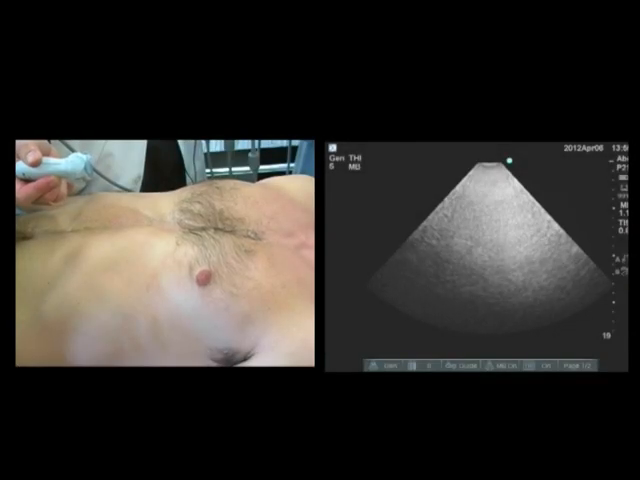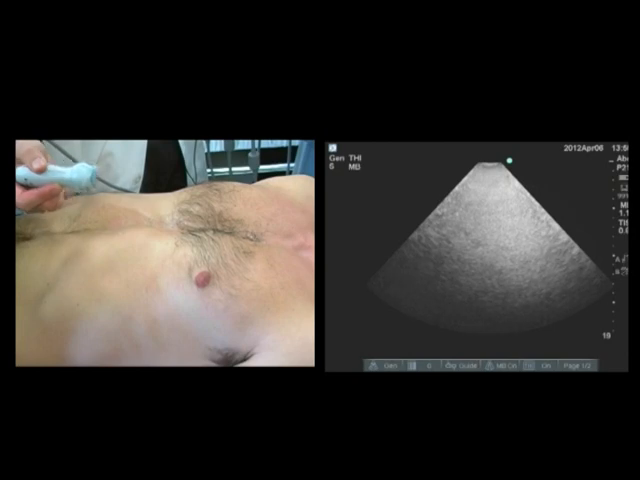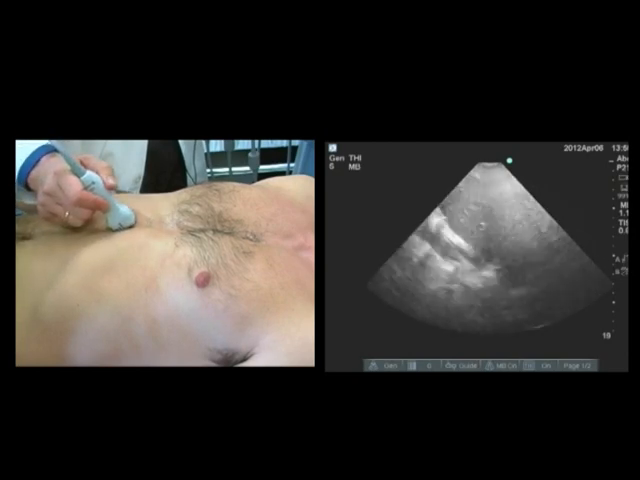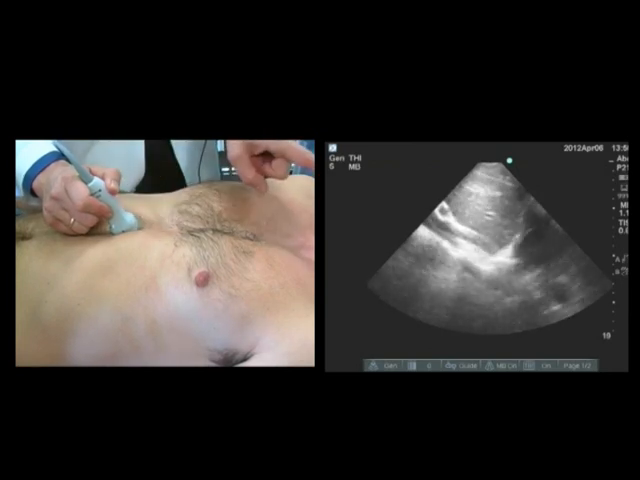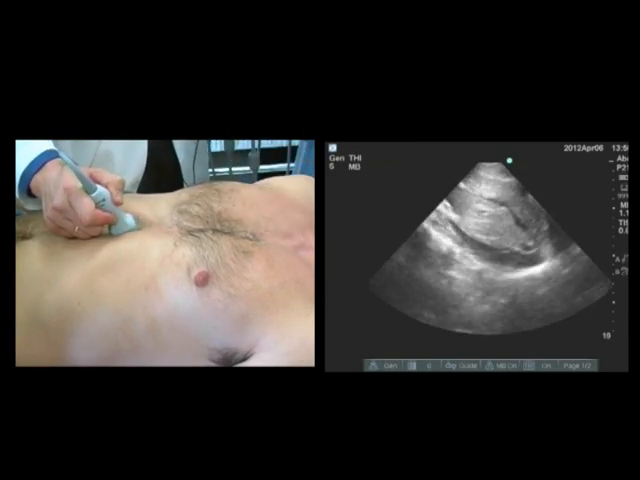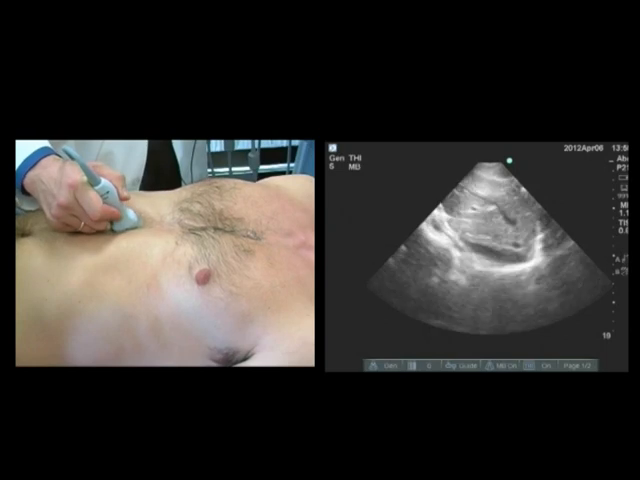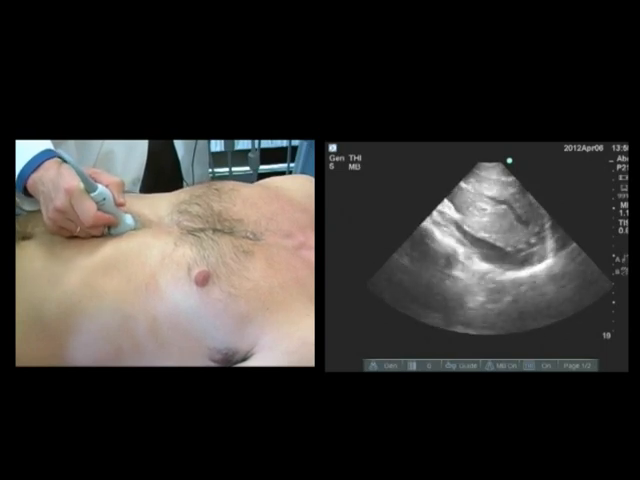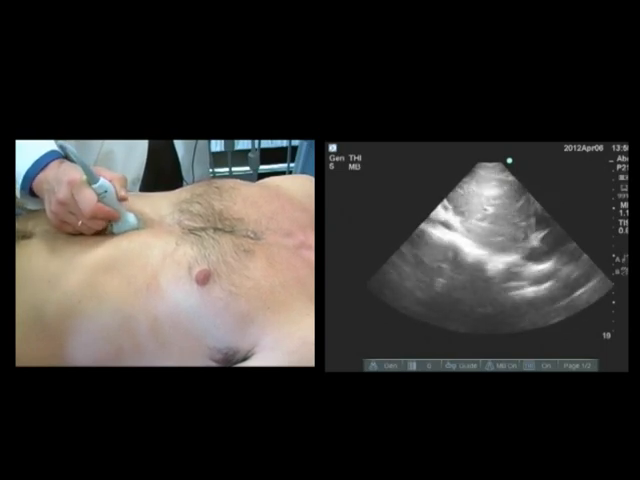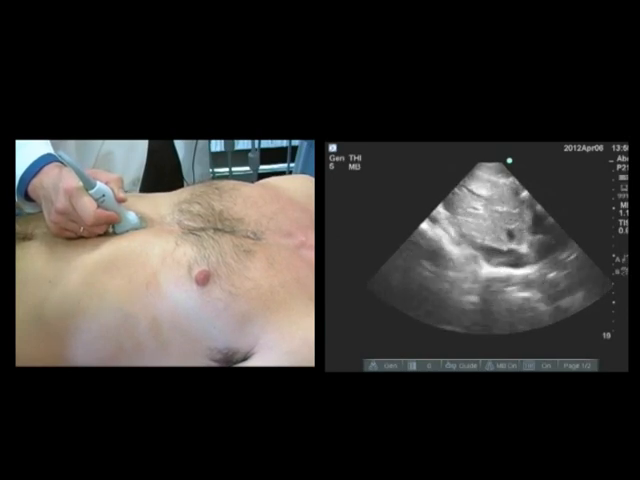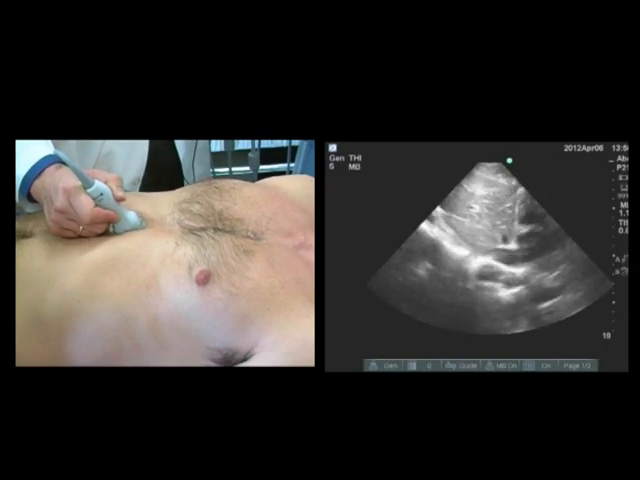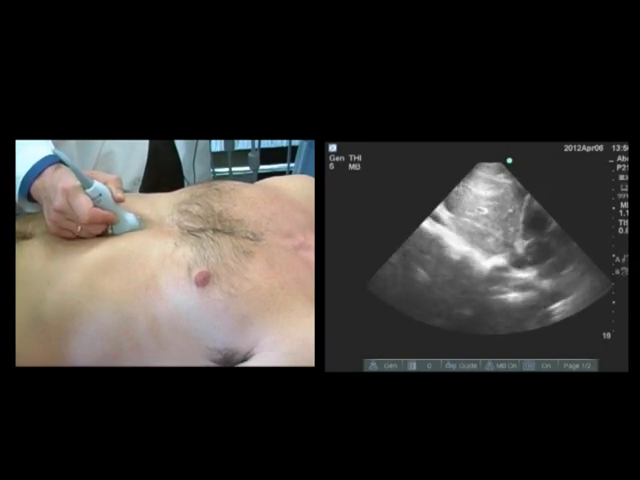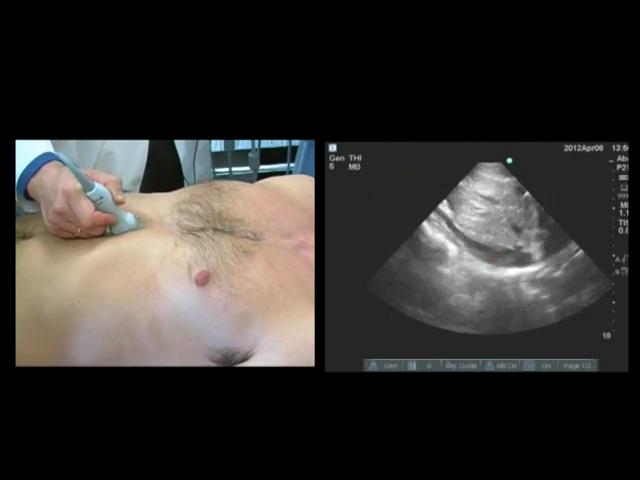Last comes the subcostal inferior vena cava view. Place the probe again in the subxiphoid position, this time with the index mark pointed towards the patient's head. Rotate and slide until you identify a long structure behind the left liver lobe. Tilt until you visualize the structure entering the right atrium. This way you can be sure that this is the IVC.